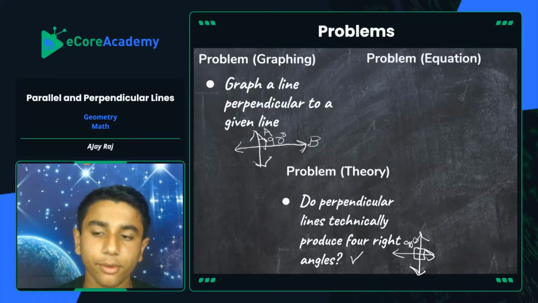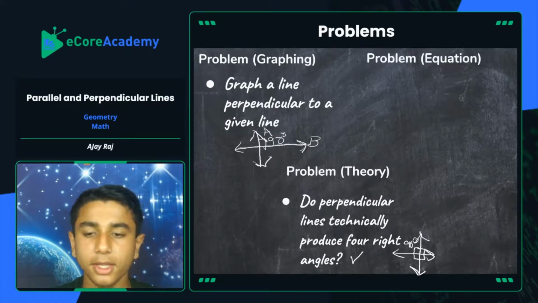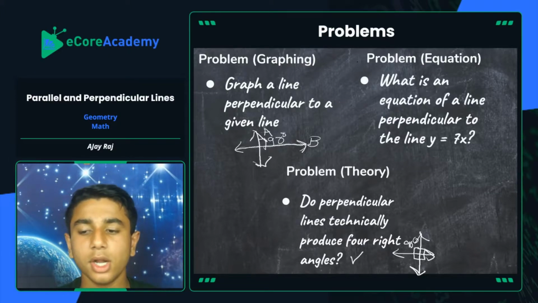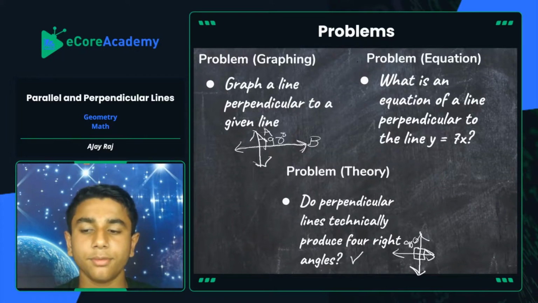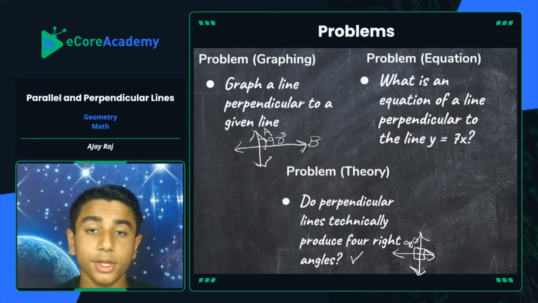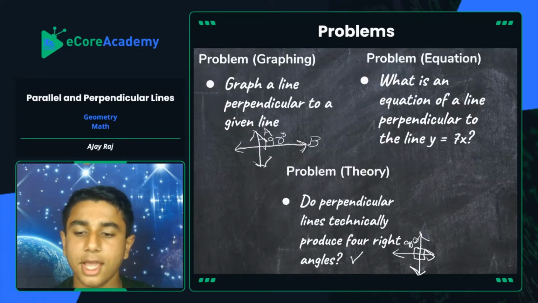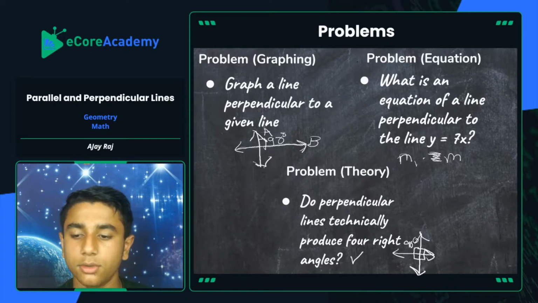And finally, we have our equational form of perpendicular lines. And the problem that I'm throwing at you is, what is an equation of a line perpendicular to the line y equals 7x? So remember how we said that when the slopes of two lines in their equational form y equals mx plus b are multiplied, they must equal negative 1. So that's m1 multiplied by m2, they must equal negative 1.